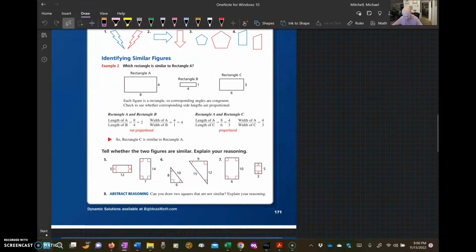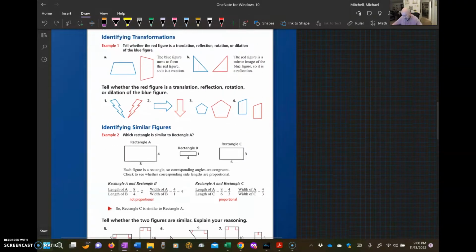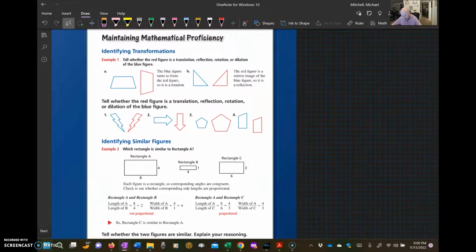So let's look at the work from page 171. Not a lot of problems to do here. So again, first, translation, reflection, rotation, or dilation. So pick that out from what I showed you before. They're explaining this one right here. I just gave you some examples. You're doing it right there. These are some more examples here.